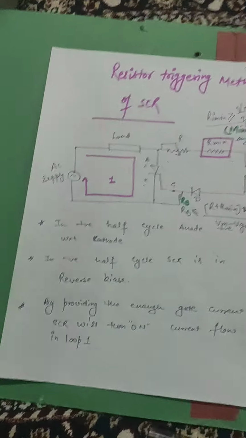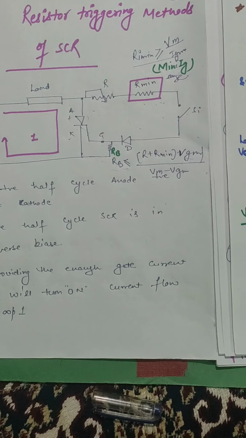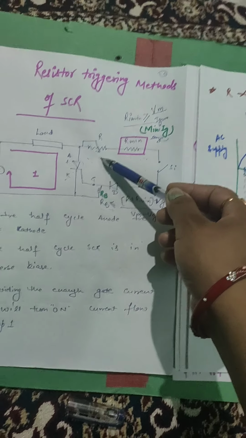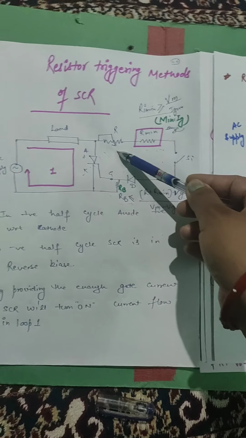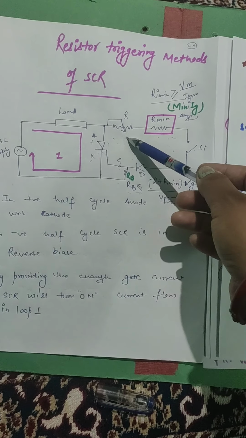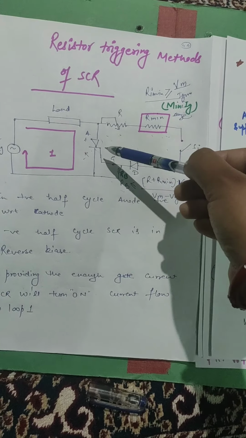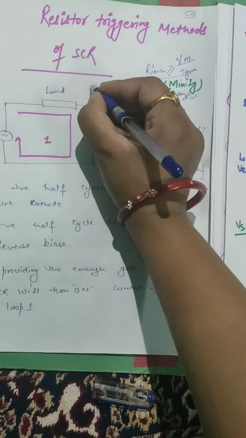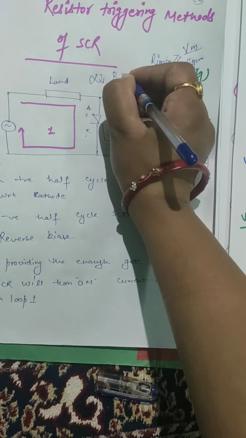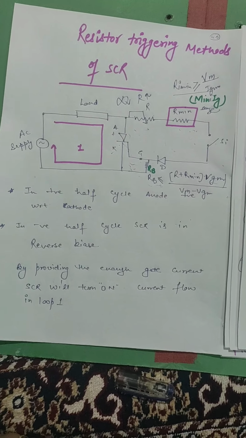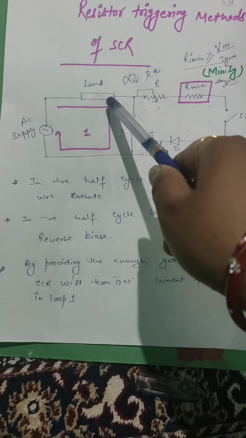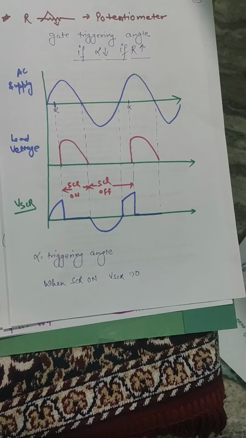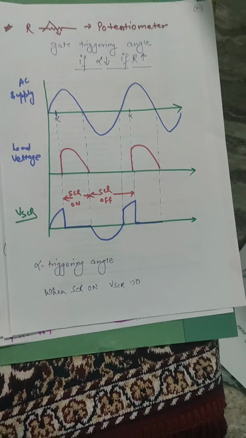Now the variable resistor is used to set the firing angle of this SCR. If the resistance increases, the firing angle will be decreased. Here is the waveform, you can see the waveform.